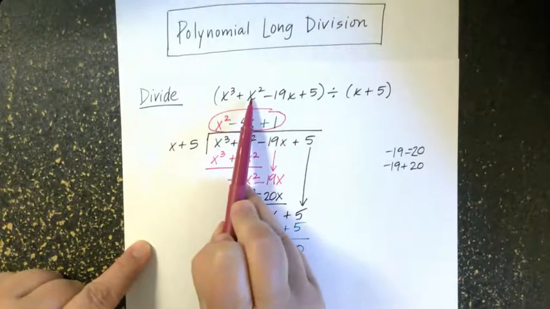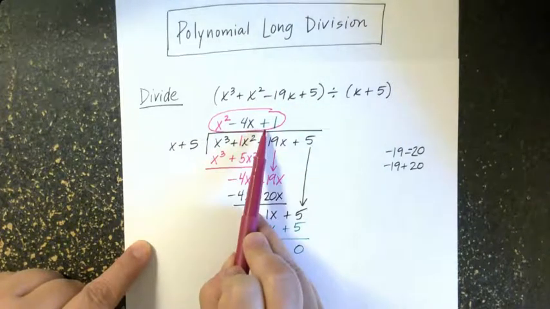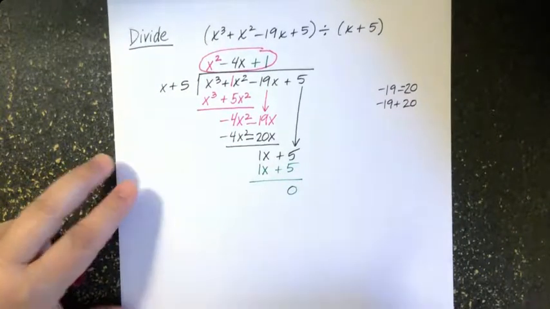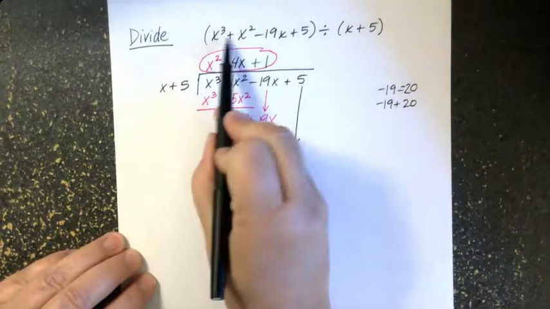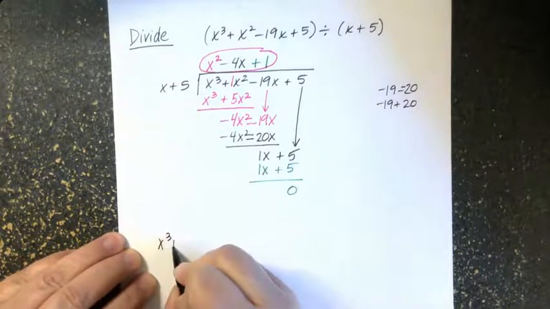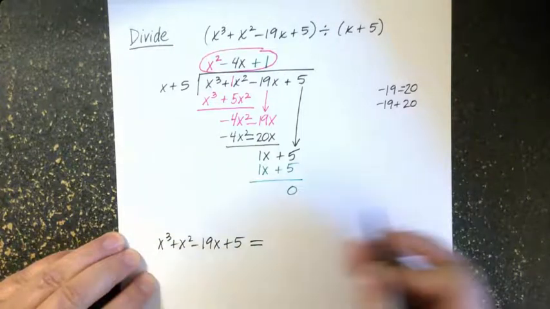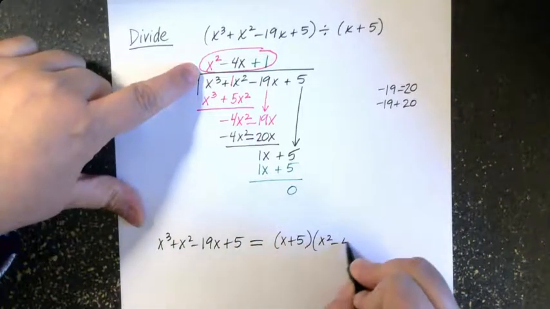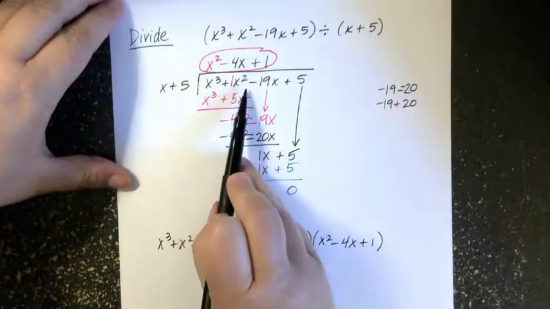x cubed plus x squared minus 19x plus 5, all of that divided by x plus 5, gives me x squared minus 4x plus 1. Just a side note, if it is nice and clean like that, where you have no remainder, you can think of that as saying that I now know that this biggest polynomial we started with can be broken into the factors x plus 5 and x squared minus 4x plus 1. This times this should equal this.